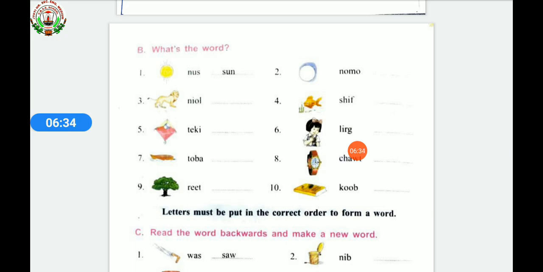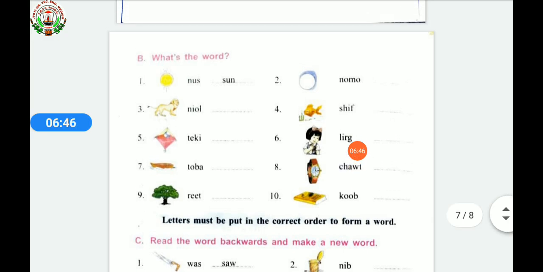Next, question number 2 is, the picture is of a moon. So what is the spelling of moon? M-O-O-N, moon. But the letters are again not arranged properly here. They are arranged in a jumbled form. So you have to arrange them in a correct form like M-O-O-N, moon.